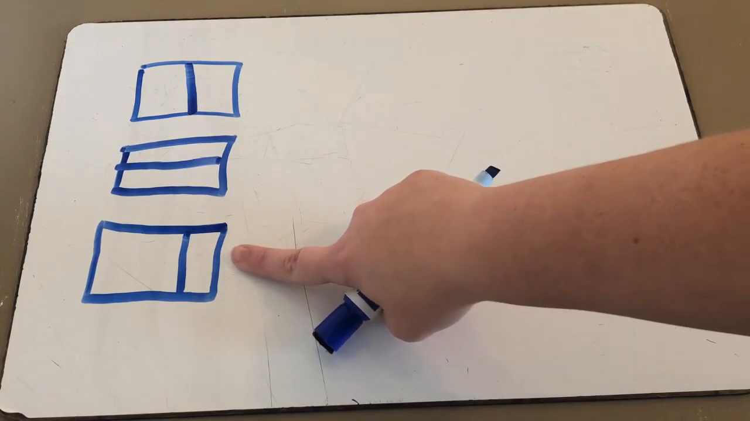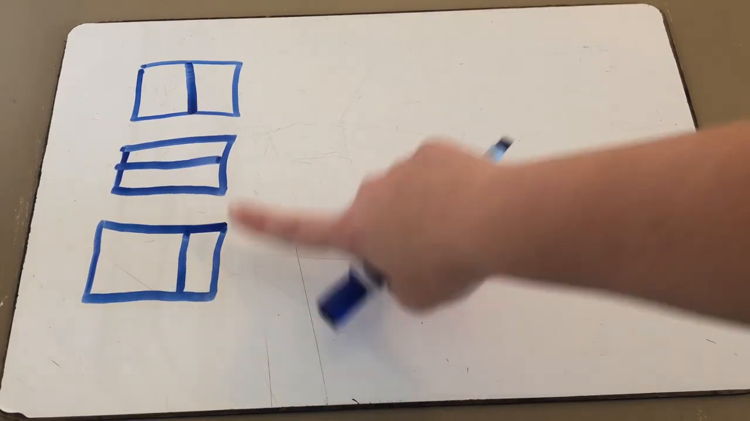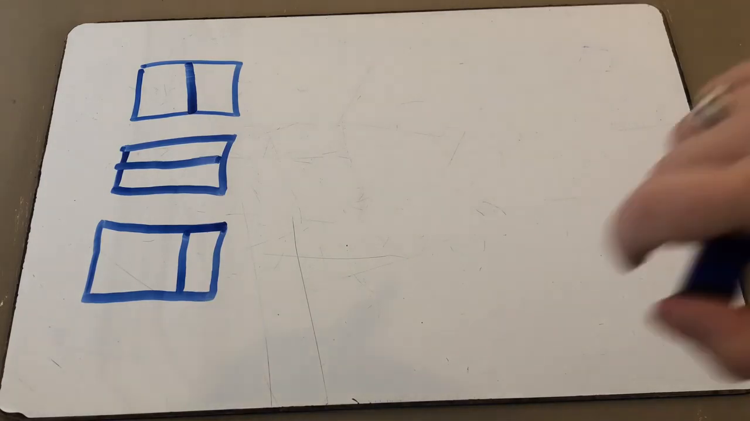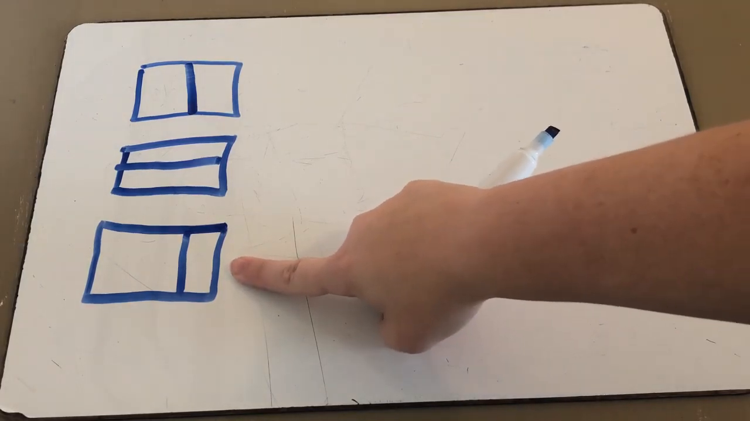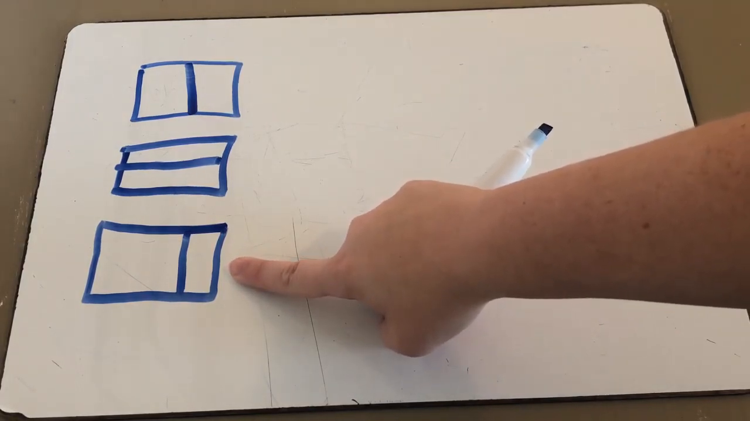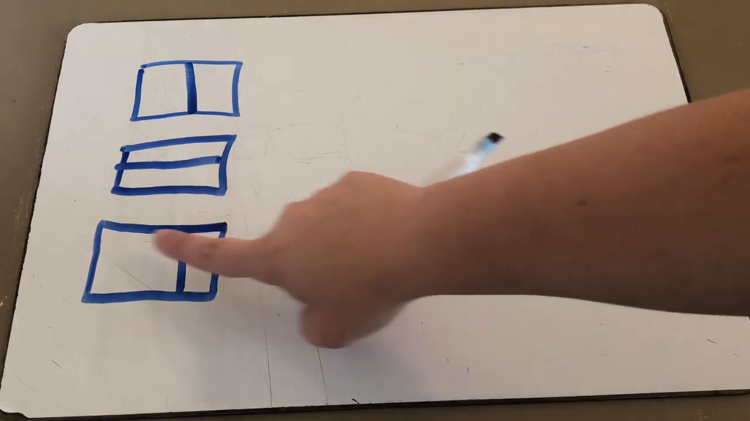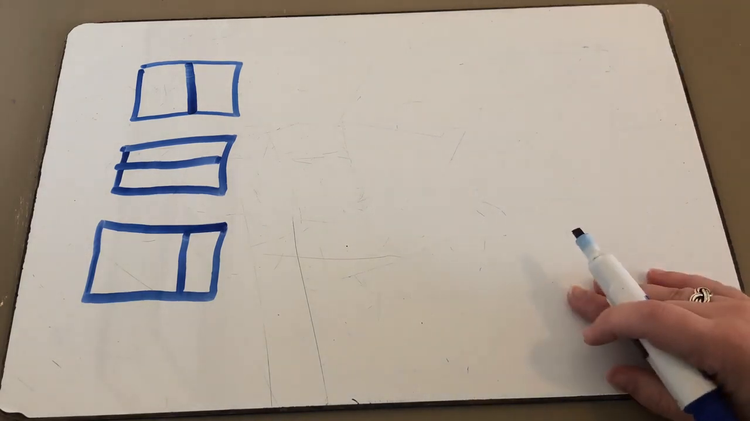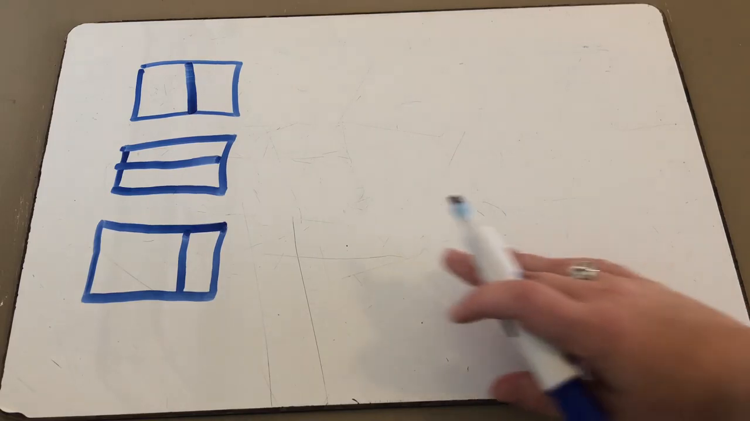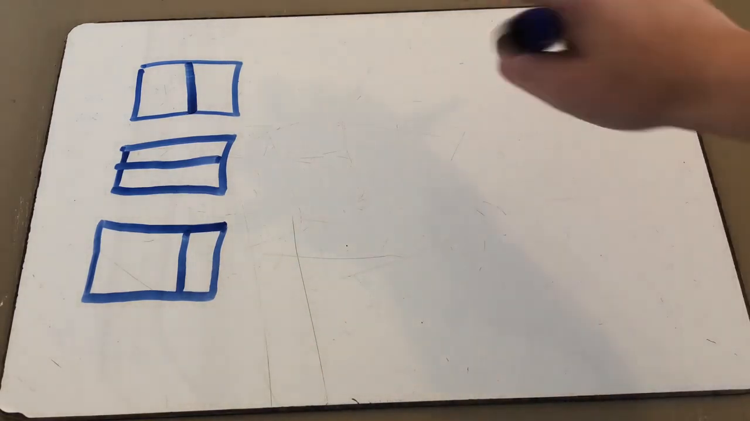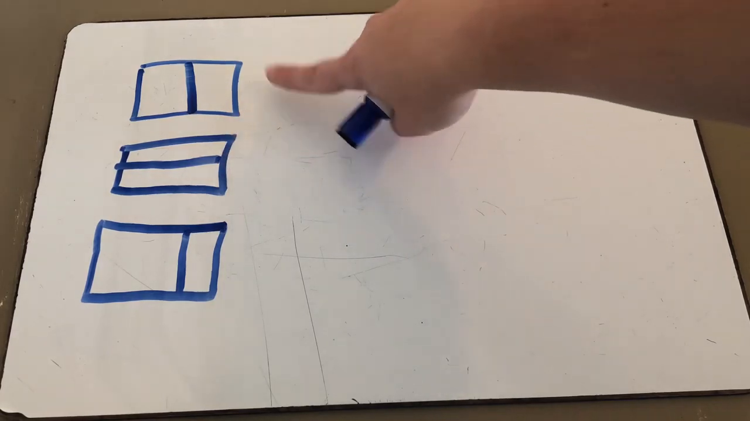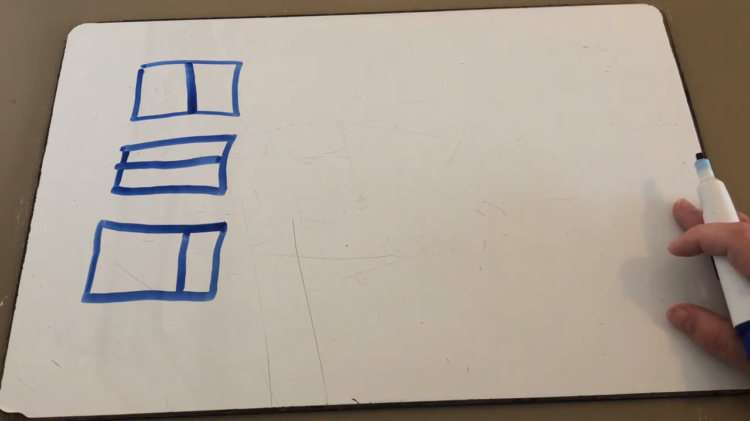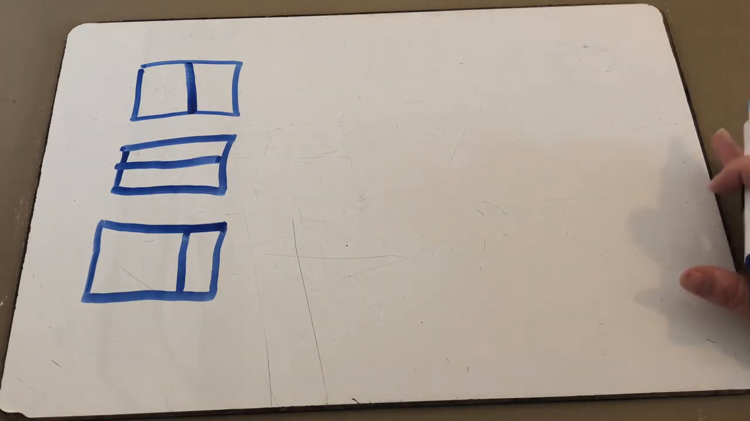Does this rectangle show halves? Why or why not? If you think this rectangle is not showing halves, you would be correct. While it does have two pieces, these two pieces are not equal sizes. They are unequal, so it is not showing halves. This is not the way you show halves. Either one of these are the correct way to show halves. Now, you know when you divide something into halves, you divide it into two equal pieces.